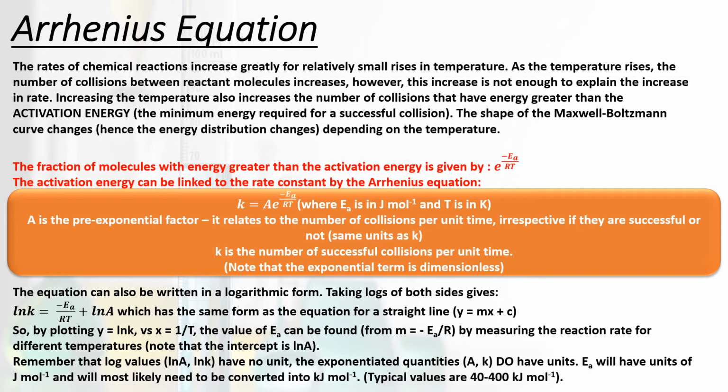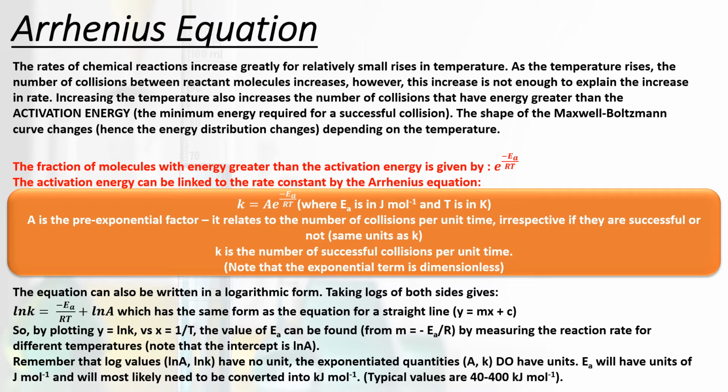Now this has exactly the same form as the equation of a straight line. Remember that a straight line equation is y equals mx plus c. And so hopefully you can see that you can start to link some of these quantities together. We can say that our y is the same as ln k. We can say that our c is the same as ln A. And so if we plot y equals ln k, and we say that our x-axis is 1 over T, then our gradient, the m, must be the negative of Ea divided by R. It's everything else that we haven't dealt with in the equation.